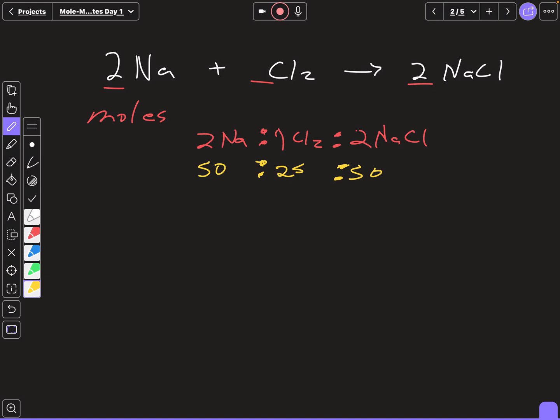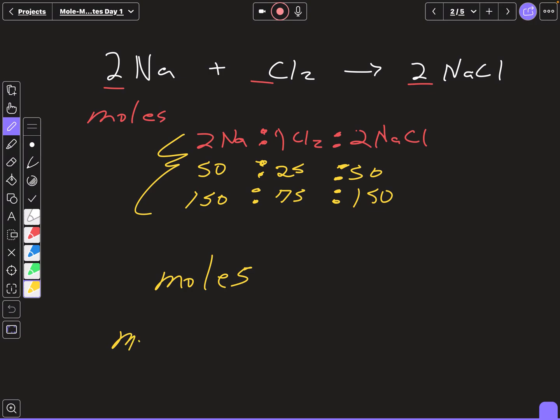If I have 150 moles of sodium, how much chlorine gas would need to react with it? Well, half of it. It's a 2 to 1 ratio, so it would be 75 moles of chlorine, and that would produce, since that's a 2 to 2 ratio of Na to NaCl, so same thing as 1 to 1 if I reduce it, 150 moles of NaCl. Remember, all these numbers, these ratios, are going to be in moles. So I can use these mole ratios to convert from moles of one substance to moles of something else.